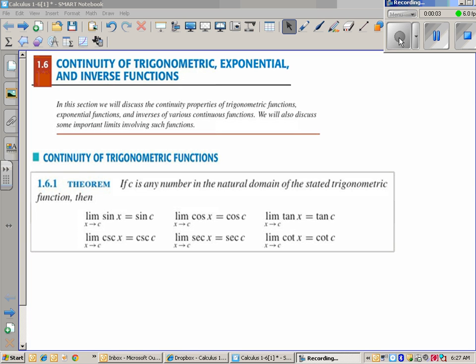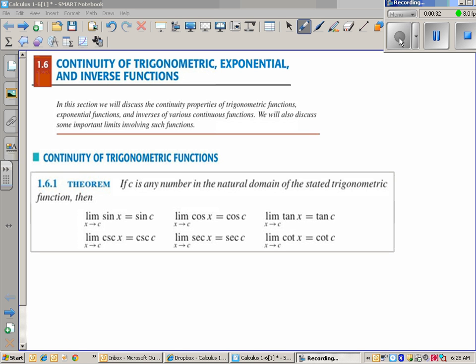All right, today we're going to be talking about trig functions and their inverses, exponential functions, and we're going to discuss whether or not they're continuous and what those limits might be. So in section 1.6, specifically trig, exponential, and inverse functions, what we want to talk about is how we can find those limits, some of the techniques for finding limits, and some of the basic identities that we're just going to accept as fact, okay?